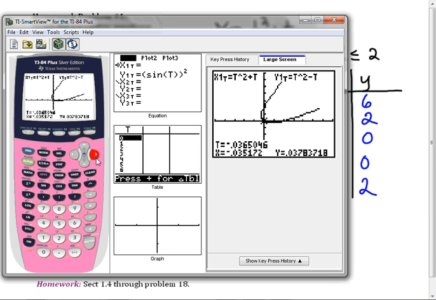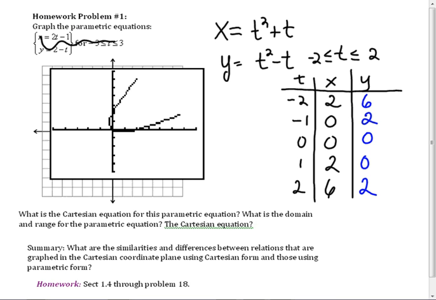You start, you have to go in order. So when you do the direction, you have to start with t equals negative 2, so you have to start at that point. So yes, you will always get the direction. Okay. What are the similarities and differences between relations that are graphed in the Cartesian plane using Cartesian form and those using parametric?